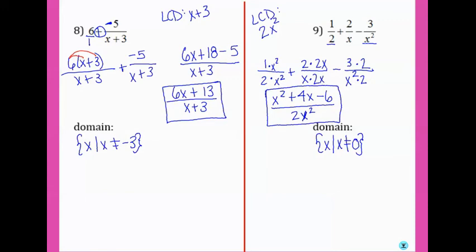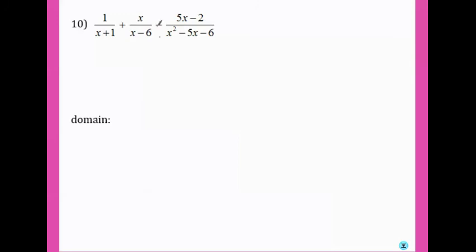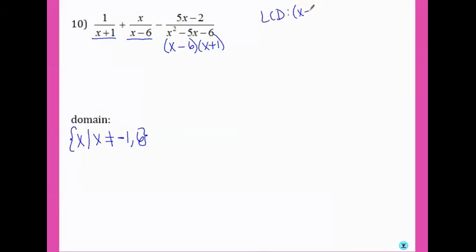Alright, one more example on adding and subtracting. This is already factored. This is already factored. This denominator would factor into x minus 6 and x plus 1. So our domain would be x such that x cannot equal negative 1 or positive 6. Our LCD would be x minus 6 and x plus 1. So we're going to multiply each term by what it's missing.